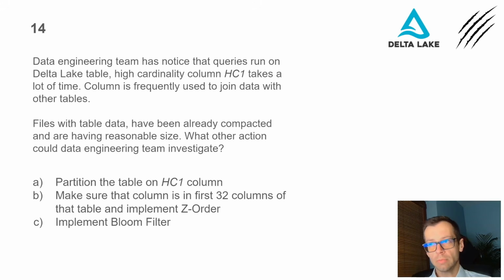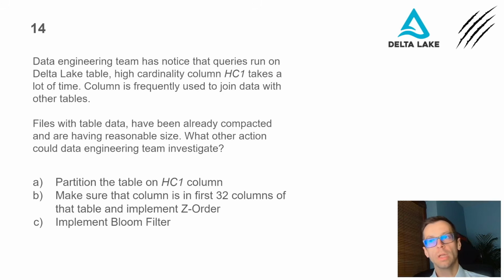So the data engineering team has noticed that queries run on the delta lake table on a high cardinality column take a lot of time. You know, there's such information like high cardinality or low cardinality, those are usually very important information. So we are dealing with the optimization problem. The column is frequently used to join data with other tables. Do you remember which optimization approach we usually select for the columns which are being used for join? Files with table data have already been compacted and have a reasonable size, so probably there was an optimize command run. What other action could the data engineering team investigate?